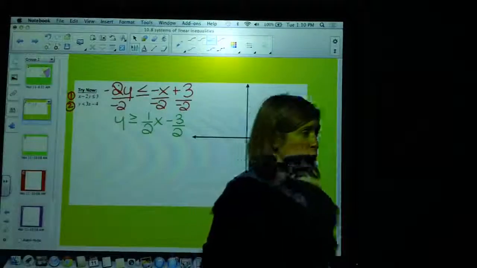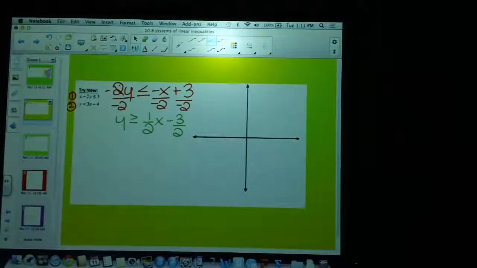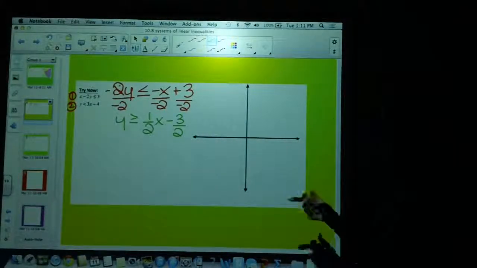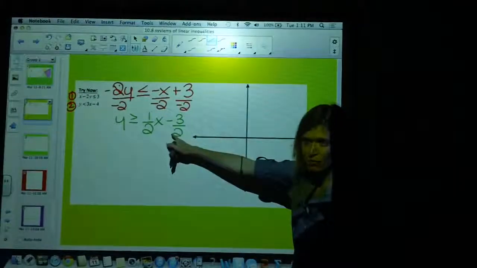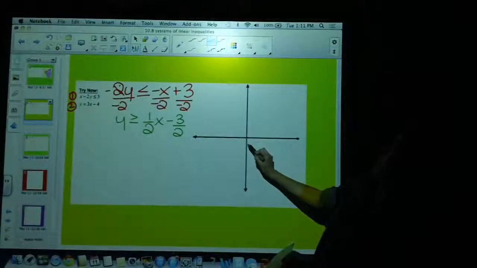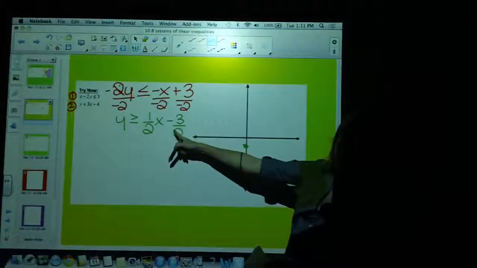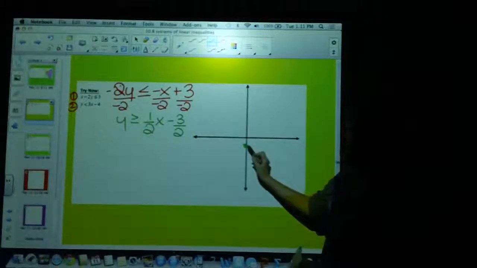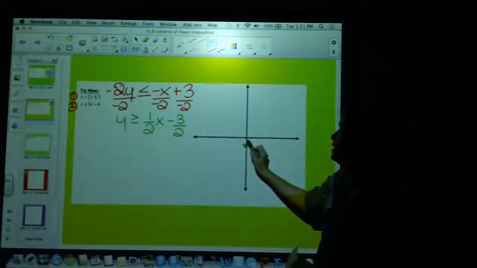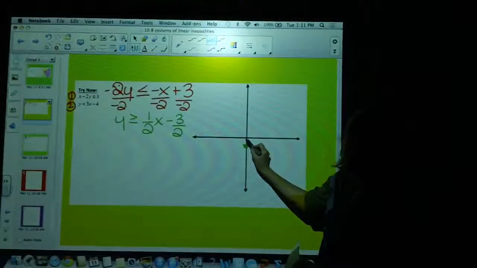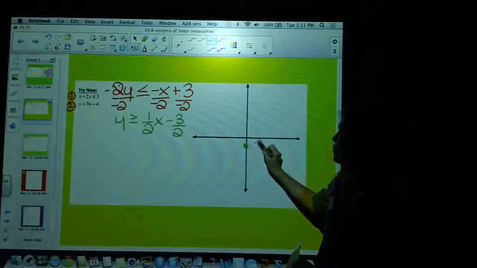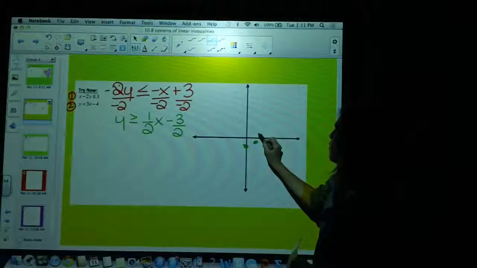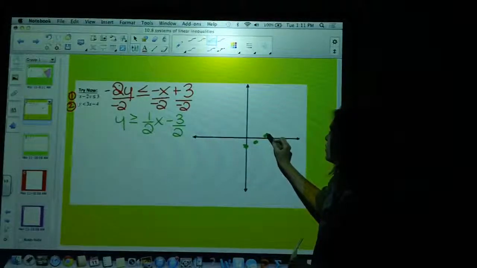Now this one you have to be careful with because my point, my intercepts, and my slope are fractions. So I'm going to go down to negative 1.5, which is right about 1.5. Oh, sorry, negative 1.5. And then I'm going to use my slope. I'm going to go up 1, which would get me at negative 0.5, right? And then over 2. And then I'm going to go up 1 again and over 2.